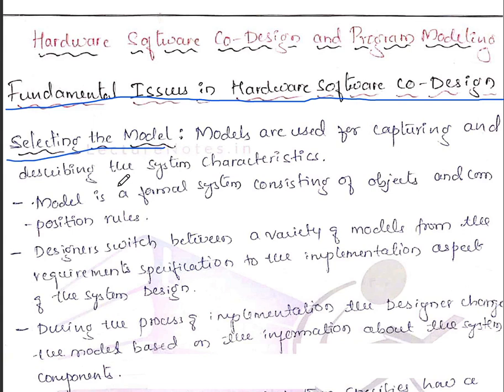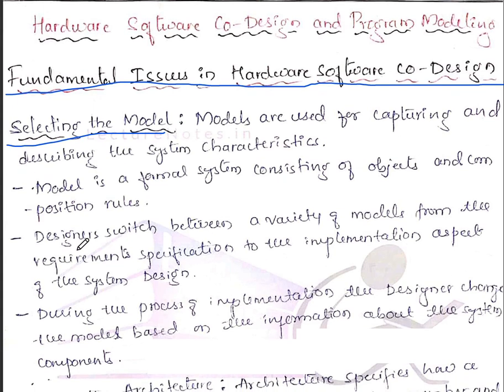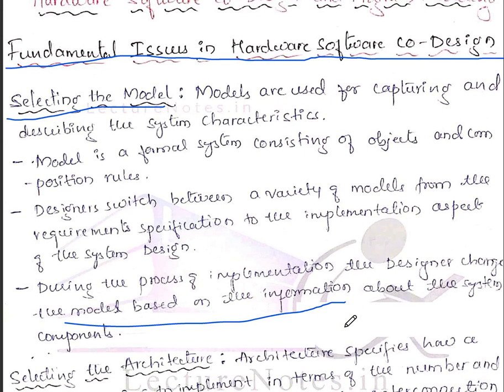Models are used for capturing and describing the characteristics of a system, and designers switch between a variety of models from the required specification to the implementation aspect. During the process of implementation, the designer changes the model based on information about the system components as well as the method of implementation.